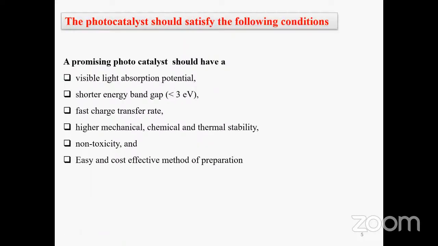And for any photocatalyst, there are certain conditions to be satisfied so that it can be efficiently used for its purpose. It has to have a band gap in the region of visible light, low charge recombination rate, chemical stability, thermal stability, non-toxicity, and last but not least, we have to be able to manufacture or prepare it at low cost.